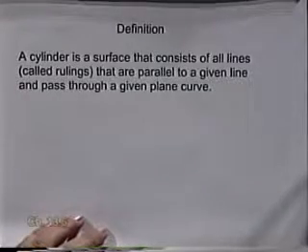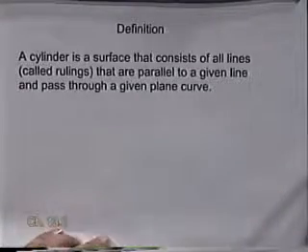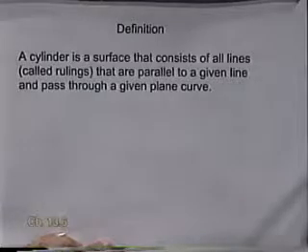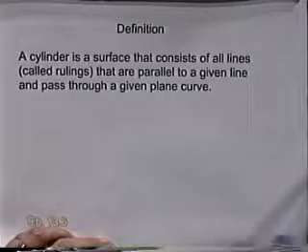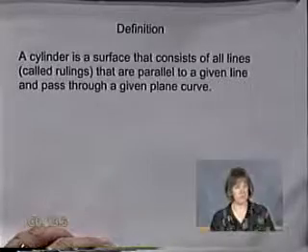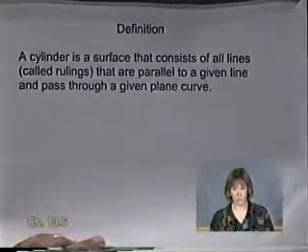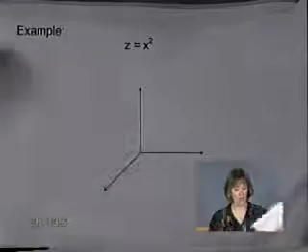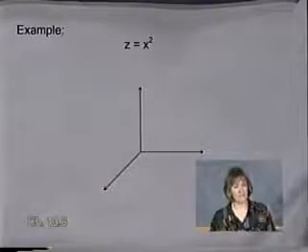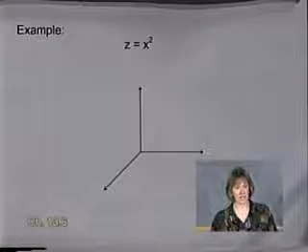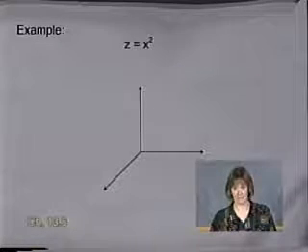In our case, we're going to have a graph that's called a cylinder when the equation only has two variables in it, be it xy, yz, or xz. It will be lacking one variable. Now let me give you an example of what we call a cylinder. We want to graph the equation z equals x squared in 3D.